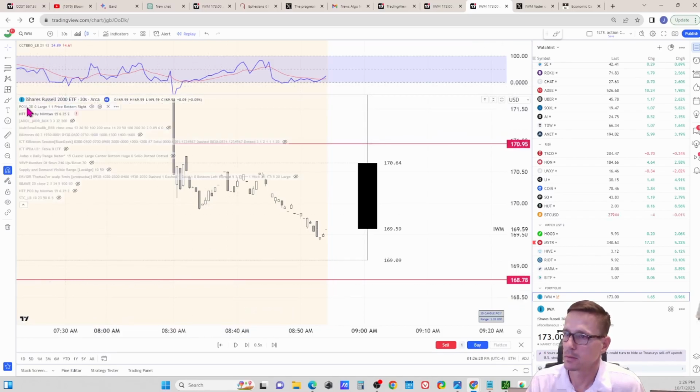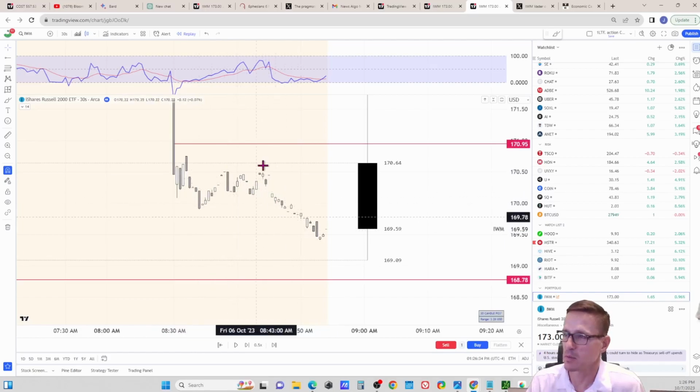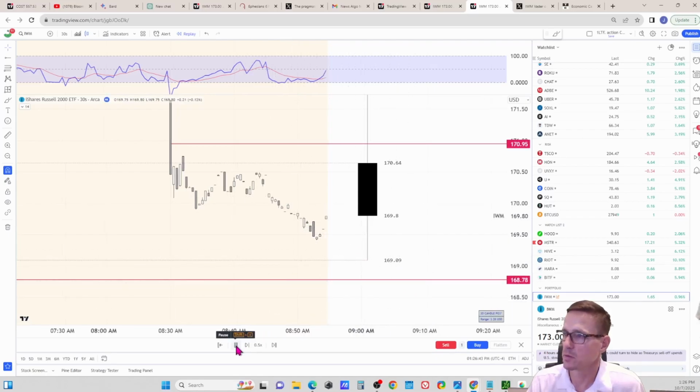I don't think I have that in there. If you're going to gamble and try playing this, you would need stochastics with it as well to make sure there's basically positive divergence. It's really starting to turn over. It helps.